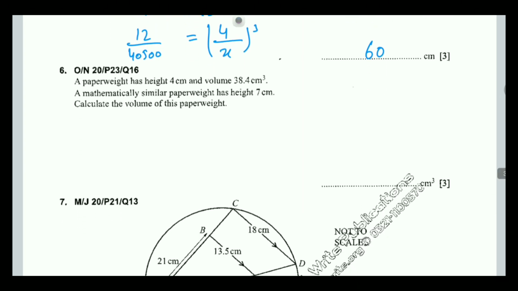Okay, next question. A paperweight has this height and volume, and height is given to you again. Volume 1 is 38.4. Volume 2 we have to find, so pose it as x. Their lengths are, first length is 4, and the second length is 7, and cube. So what we have to do again here, we will take cube root.